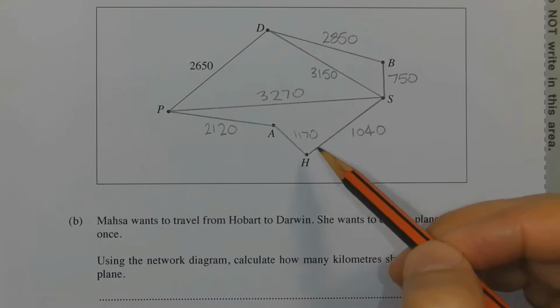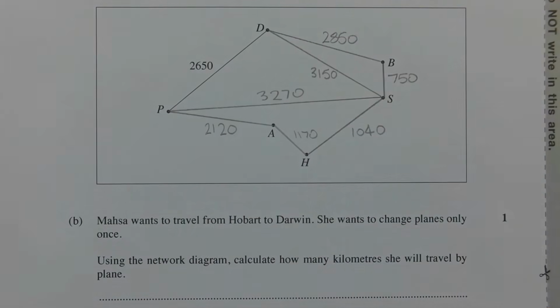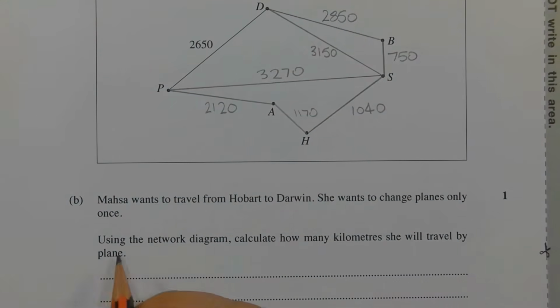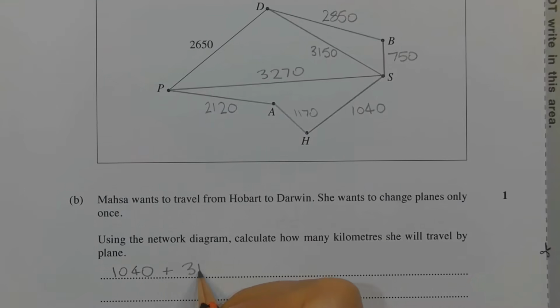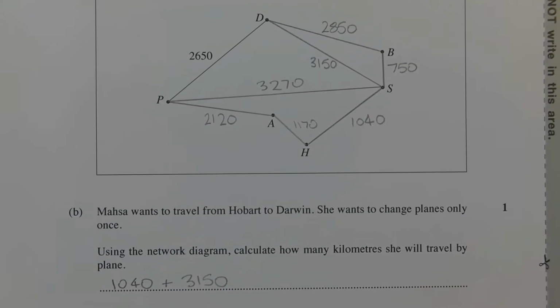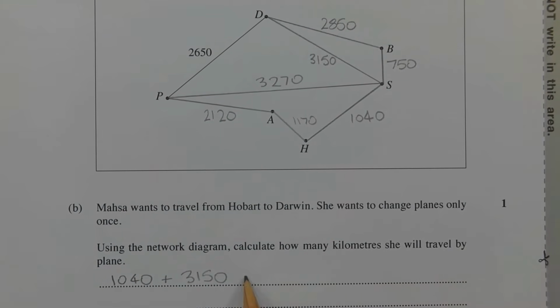So from Hobart to Sydney to Darwin, we'll just write these values down. So there's 1,040 kilometres from Hobart to Sydney, plus 3,150 kilometres from Sydney to Darwin, and that gives us a total of 4,190 kilometres.